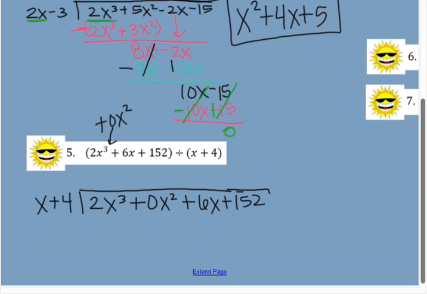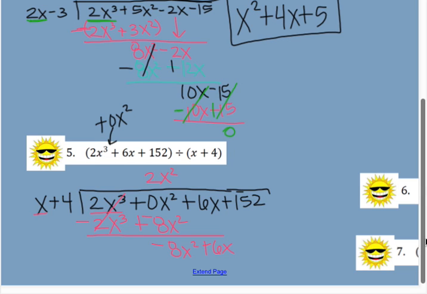Okay, now we're all set to start. So same idea. I say x times what gives me 2x to the third? Well, 2x squared. Then I would just go ahead and multiply. This gives me 2x to the third plus 8x squared. And then remember, we always subtract, so I'm just going to change my signs. 0. This will give me negative 8x squared plus 6x.